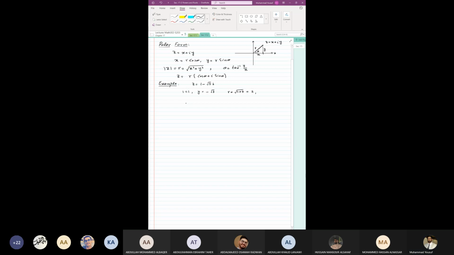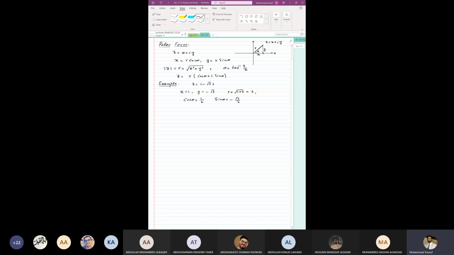So you can do this also. Since x is equal to r cosine theta, you can say that cosine of theta is x over r. What is x? x is equal to 1, r is equal to 2. And sine of theta is negative square root 3 over r, and r is 2.